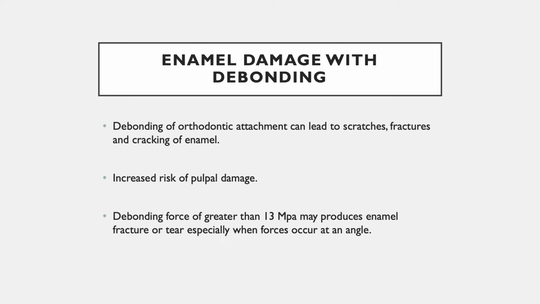Enamel damage with debonding. Debonding of the orthodontic attachment can lead to scratches, fractures, and cracking of the enamel. It also increases the risk of pulpal damage. A debonding force of greater than 13 megapascal may produce enamel fracture or tears, especially when the forces occur at an angle.